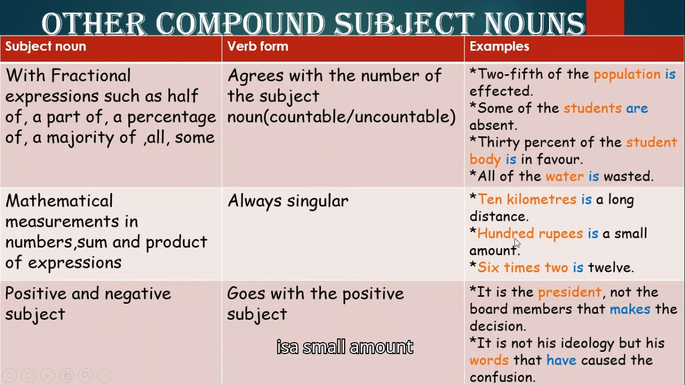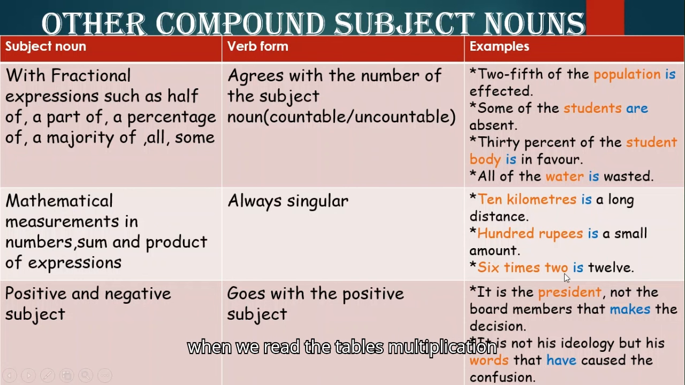Again, 100 rupees is a small amount. 100 seems plural, rupees seems plural, but we are talking about the amount here. So 100 rupees is a small amount. Now let's look at the product: 6 times 2 is 12. So 6 times 2, we do not say "are 12," it is 12.